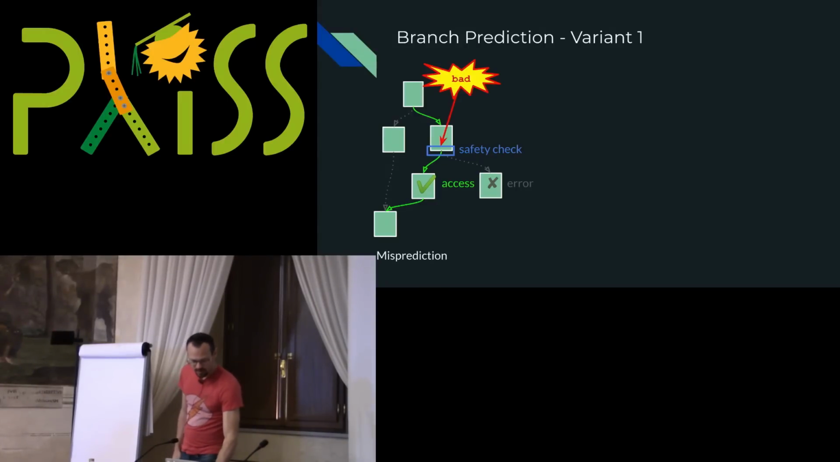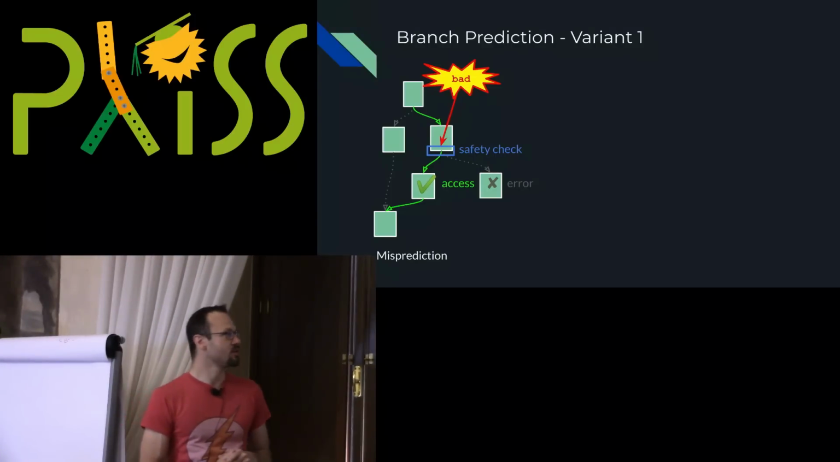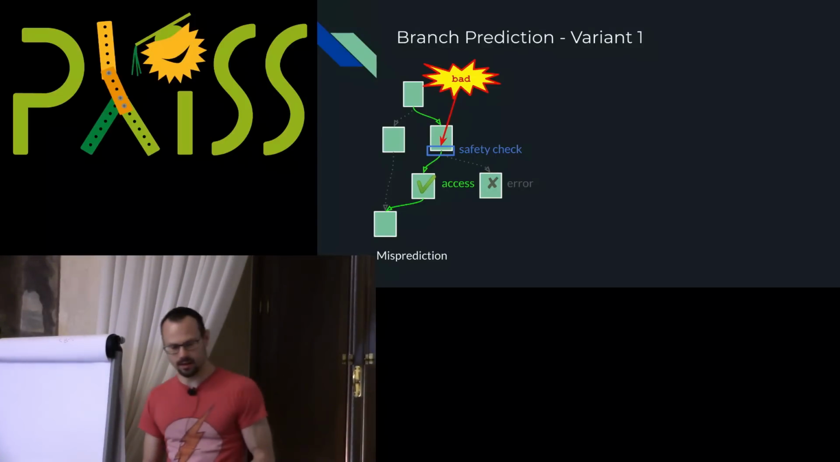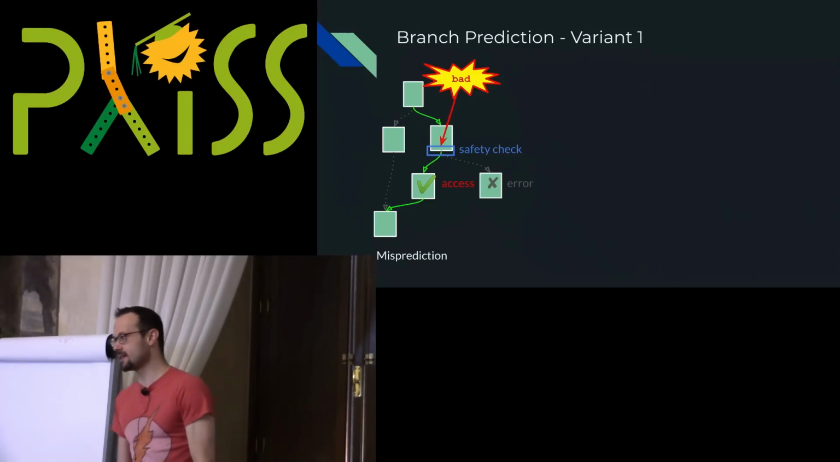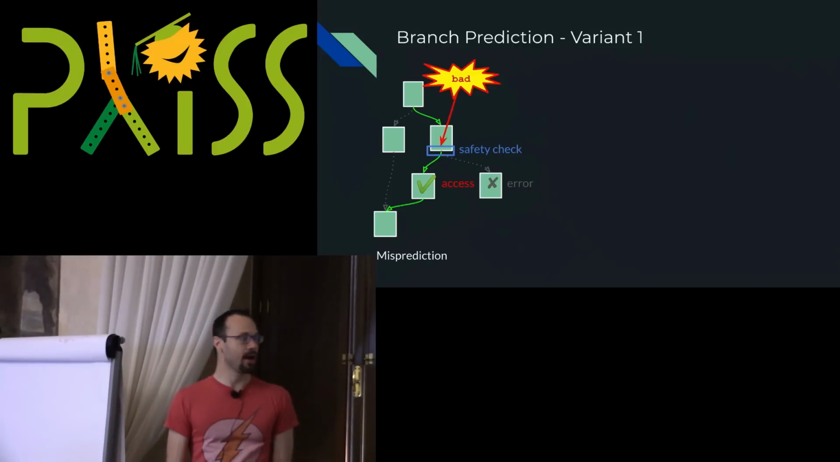The problem is that if an attacker or a buggy program feeds a bad input here into a safety check that would go the wrong way, the branch predictor is actually happy to run ahead and just assume that this safety check is going to pass and go ahead and execute the access. And of course, if that input is bad and it's out of bounds, we may actually go out of bounds of an array, for example, and access off the end.